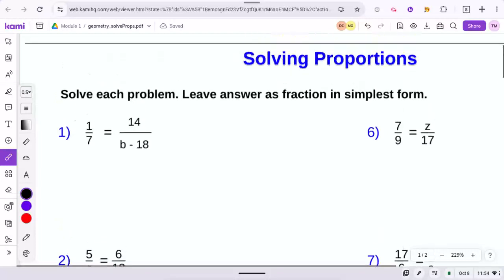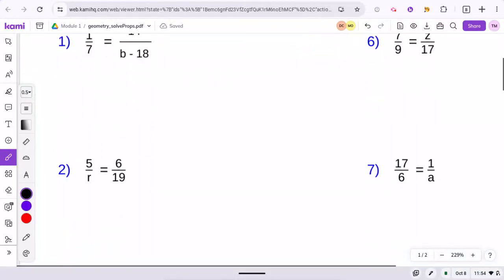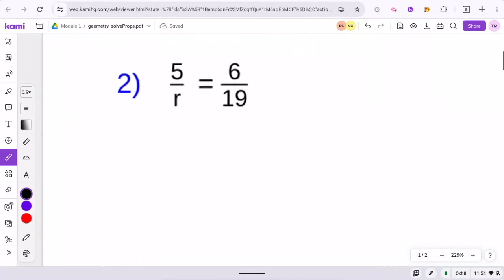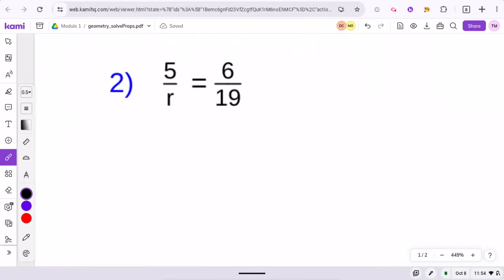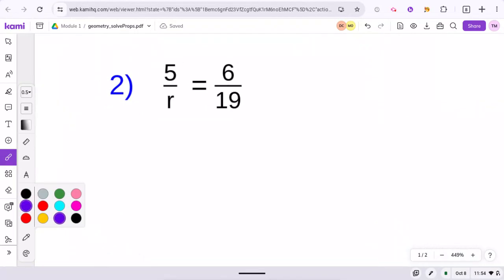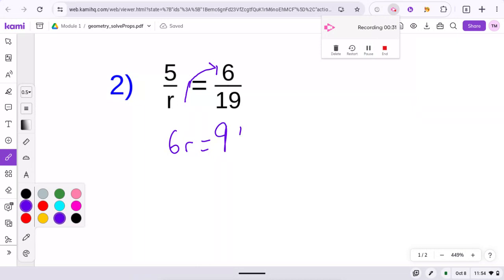Review of the solving proportions assignment. I'll start with number 2. So remember to start with cross multiplication. R times 6 would give you 6R. Then you would multiply 5 times 19, and this would get you 95.